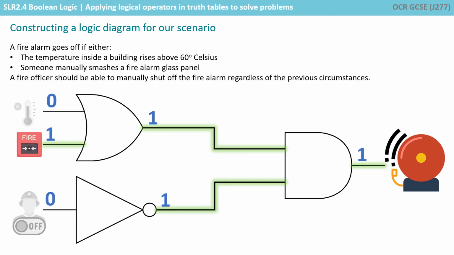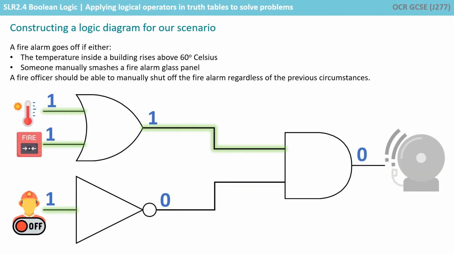In a similar situation, here the temperature is below 60, so the input is 0, but someone smashed a fire alarm point, so that input is a 1. We have exactly the same situation. We have a 1 out of the OR gate, a 1 out of the NOT gate, so that's two 1s into the AND gate, and the fire alarm goes off. It works if the temperature is above 60 degrees and the fire alarm's been smashed, and you'll see that's perfectly fine.